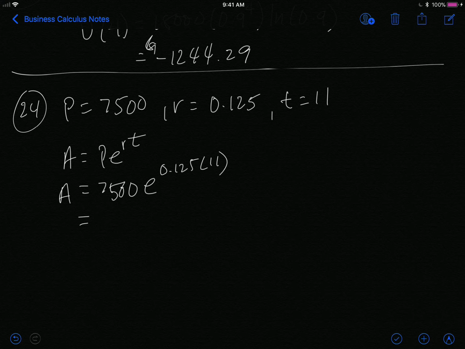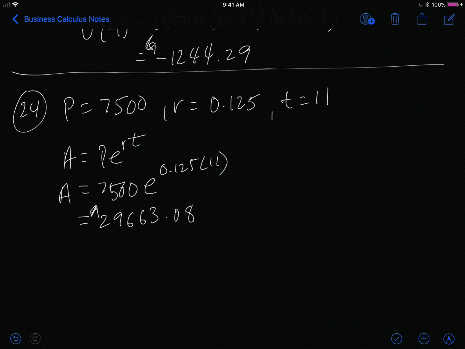Find the E button, and then 0.125 times 11, and so that is a tiny sum, $29,663.08. Not bad for 11 years of waiting. Can you wait 11 years? Who knows? What's the rate of change of growth of your savings?